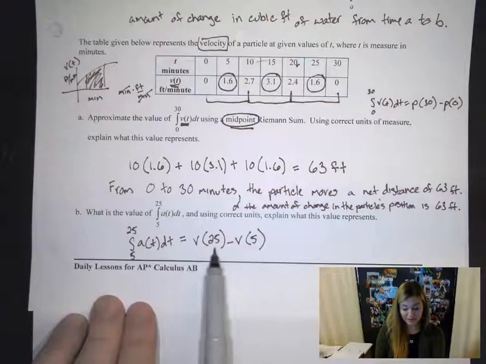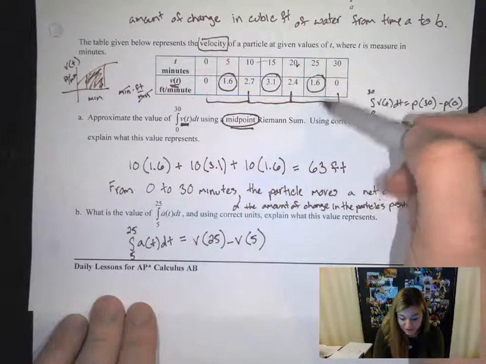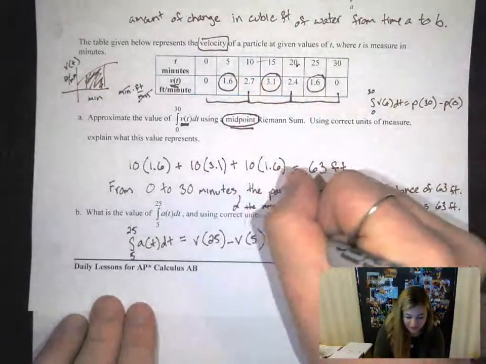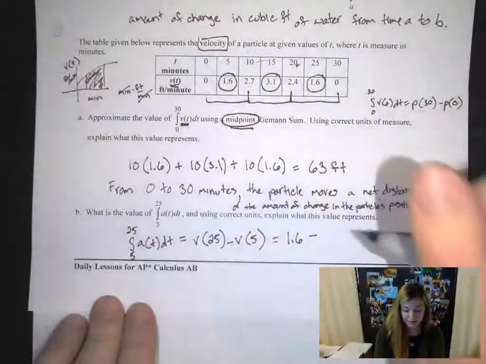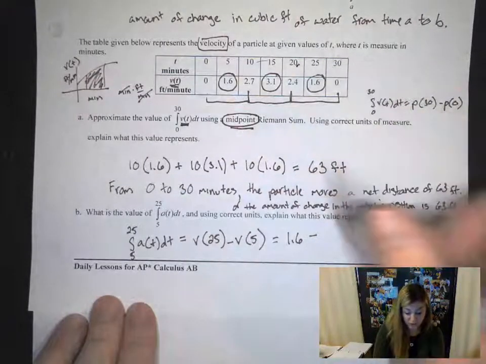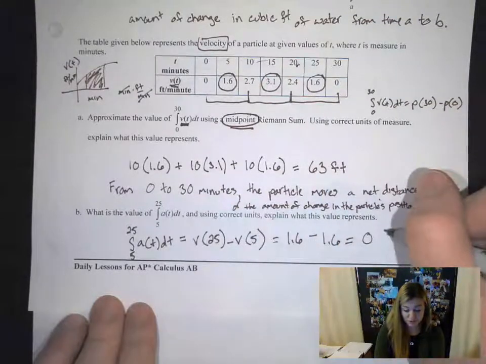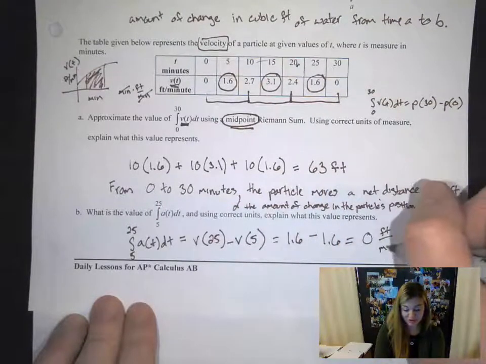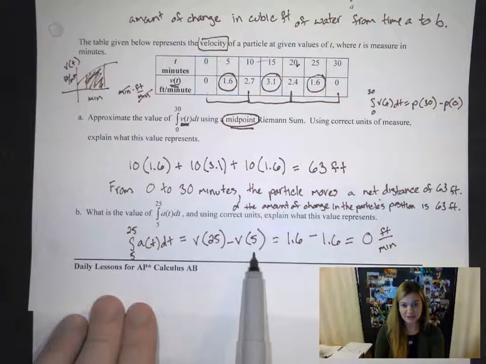So if I'm thinking about this, v of 25 minus v of 5, I can just go up here and say, oh, that's 1.6. Really, I know this is feet per minute, minus v of 5 is 1.6 feet per minute. So if you subtract them, I still get 0 feet per minute. What does that mean? Well, this was the velocity at 25 minus the velocity at 5.